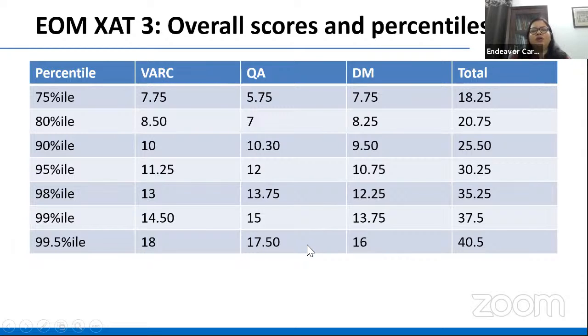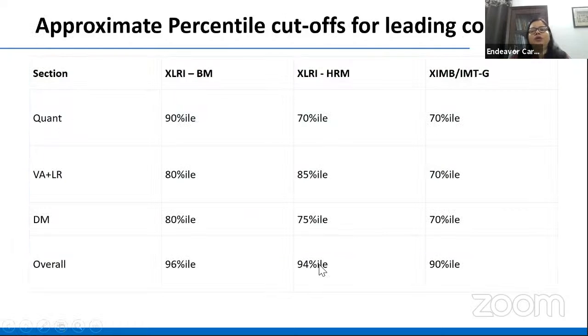So this is what the overall scores and percentiles of XAT3 are. I hope many of you have been able to reach your target percentiles, because depending on what colleges you're targeting, this is what should be your cutoff targets. So XLRI BM, look at the expected cutoffs. The overall will have to be 96 plus percentile.